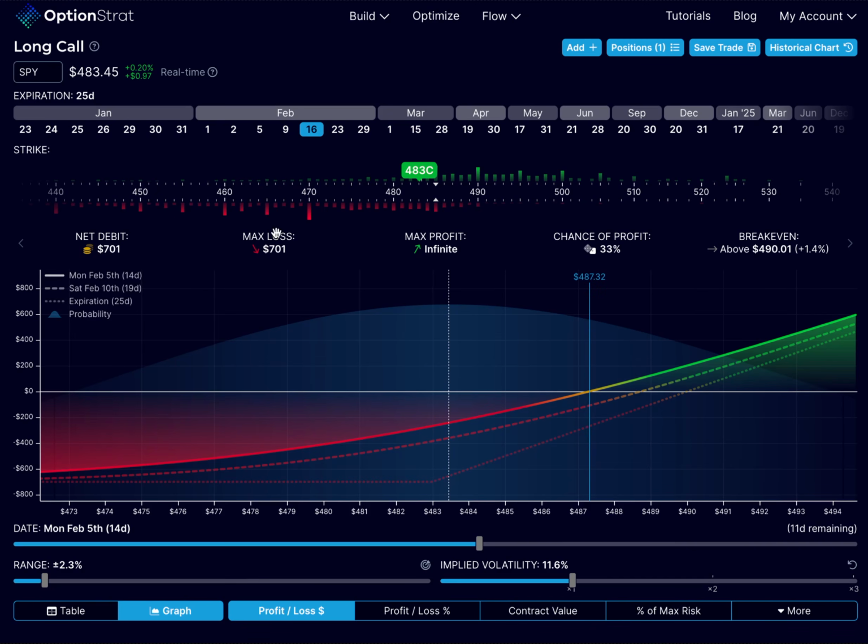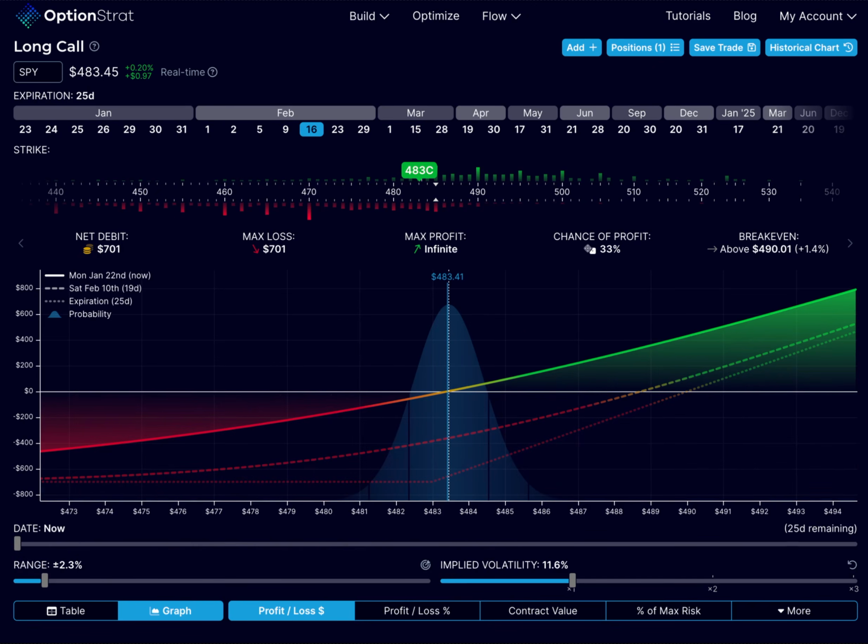Now, another thing I want to look at is this whole line across here. So this is going to show us key factors about our trade. I'm going to slide this back to today, but we can see that the net debit, what we're going to pay to get into this trade, because in this case we're simply buying a long call, is $701 to get into that position. That also is our max loss in this case. So what we pay for a long call, that's the maximum we can lose.